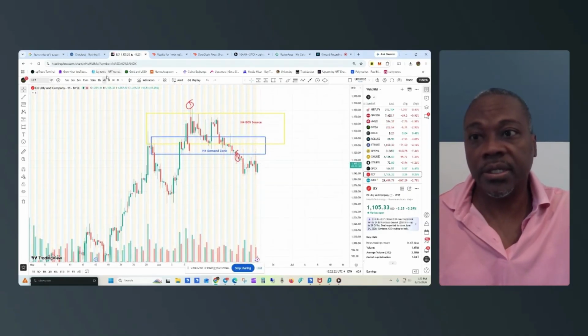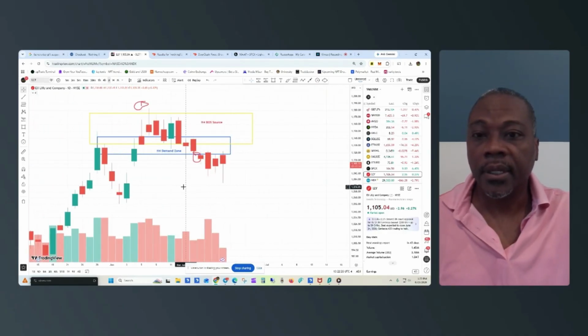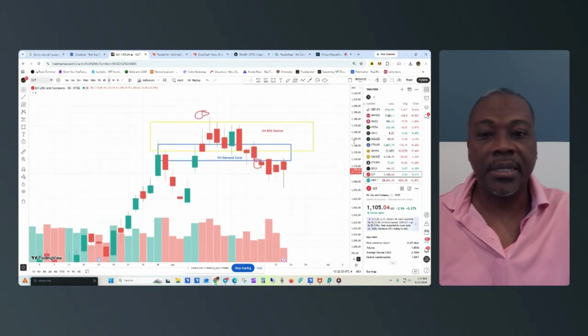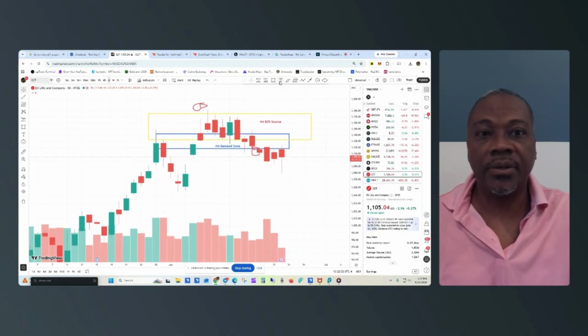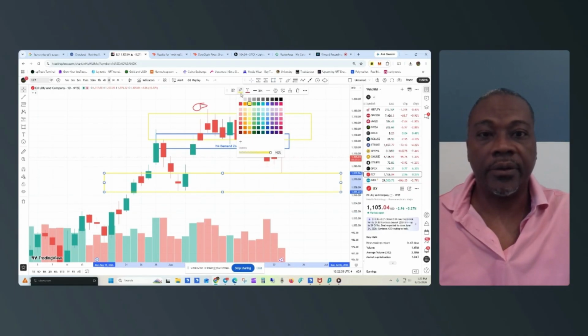So let's go to the daily and see. When we go to the daily, I'm going to zoom out these candles here. I would immediately see the daily demand zone area is actually down in here. So this is my daily demand zone area.